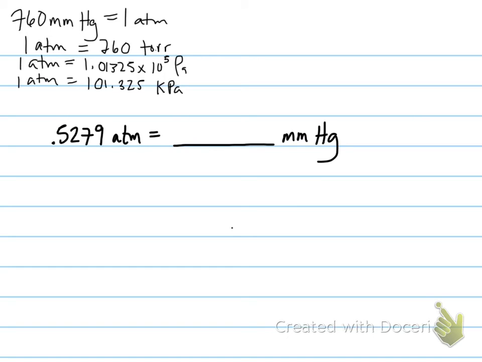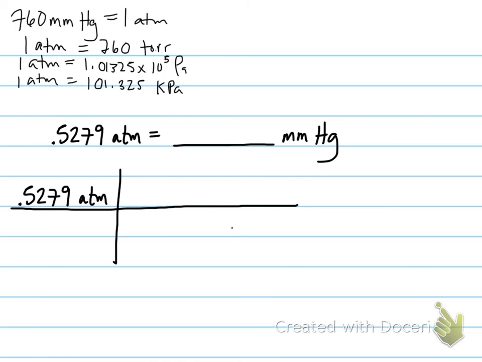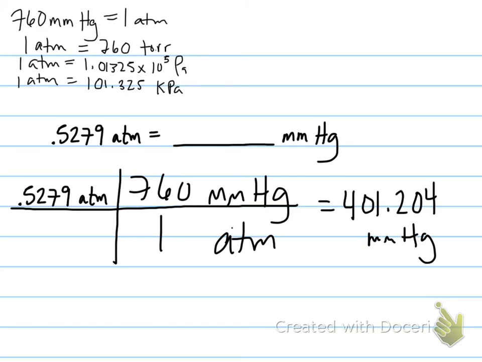So you're starting off, of course, with your given. And your units to cancel will be ATMs. Units to end up in will be millimeters of mercury. 1 ATM is how many millimeters of mercury? 760. Okay, you got a raw answer that looks something like this, 401.204. How many sig figs do you get? 4. So we're going to stop right there. So our final answer would be 401.2 millimeters of mercury.